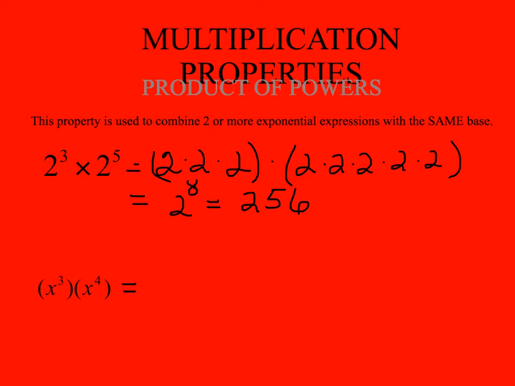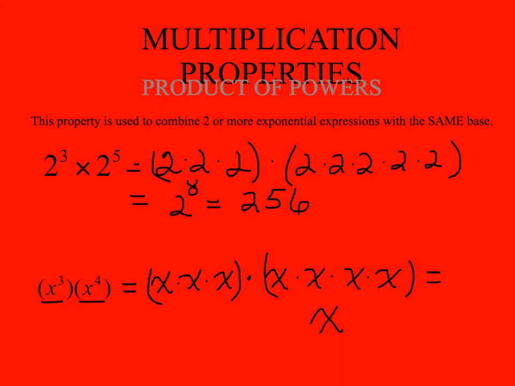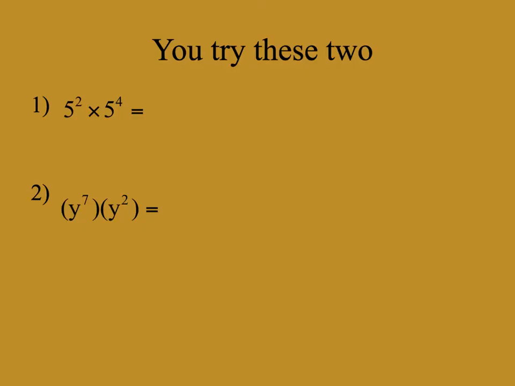Now we can do the same thing with the variables. x to the 3rd power means you take x times x times x, 3 x's, times 4 x's. So x to the 3rd takes those 3 x's, x to the 4th takes the other 4. Altogether, I have 7 x's. So the answer to this problem would be x to the 7th power. Now I'm going to see if you can do these two problems from what we've done so far.